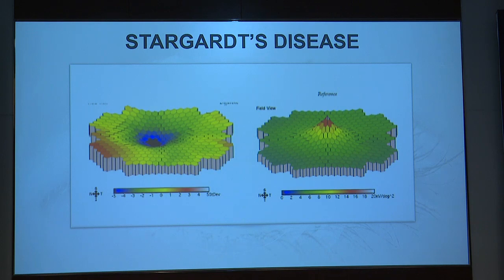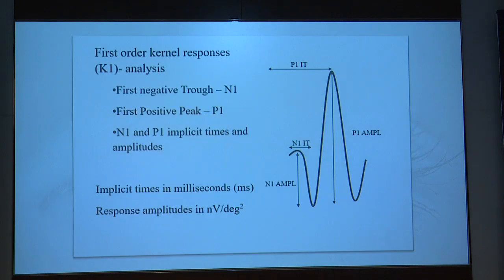On the right hand side is normal, the left is the diseased one, Stargardt's disease. It also gives a positive wave and a negative wave. The positive wave is the P wave, and the negative is N1. You can measure the implicit time in milliseconds and the response in nanovolts. But we do not calculate that. It is the mathematical summation, and the machine gives you the overall picture.